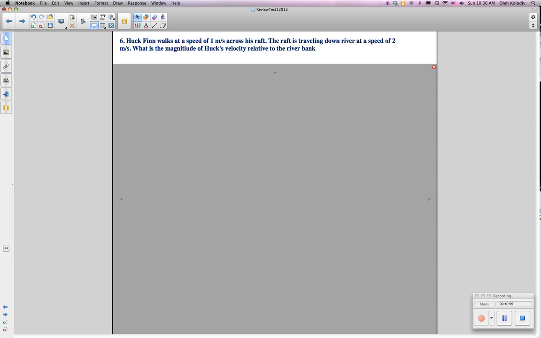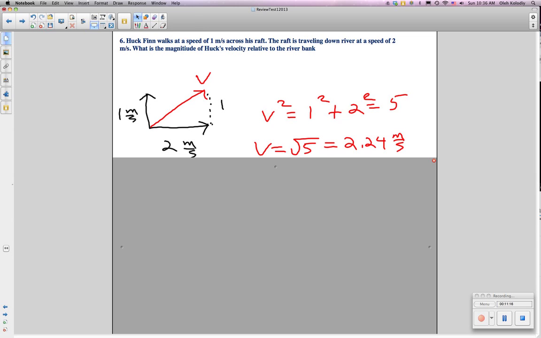A real problem is this example of Huck Finn walking across his raft. He walks across the raft at 1 meter per second, but the raft is traveling down the river at 2 meters per second. What is the magnitude of Huck's velocity relative to the river bank? Well, this is what's happening. Basically, we're adding these two vectors. 1 meter per second is his walk this way, and 2 meters per second is the river going. His resultant velocity will be to the right.